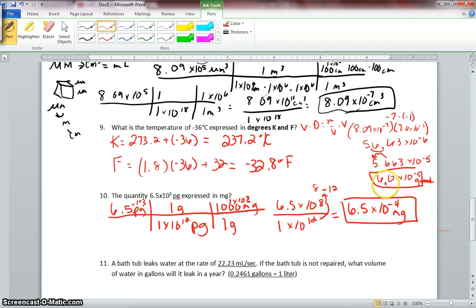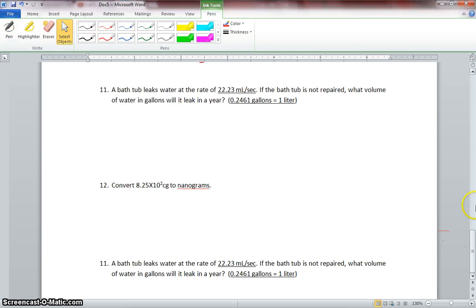Next question. Let me scroll down. Okay, a bathtub leaks at a rate of 22.23 milliliters per second. If the bathtub is not repaired, what volume of water in gallons will it leak in 1 year? For some reason it's not letting me scroll down here. Okay, there it goes. Now we have it 2 times. I don't get that. Okay.